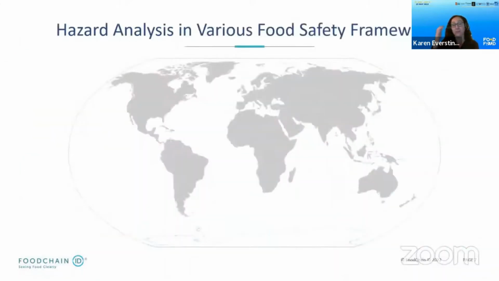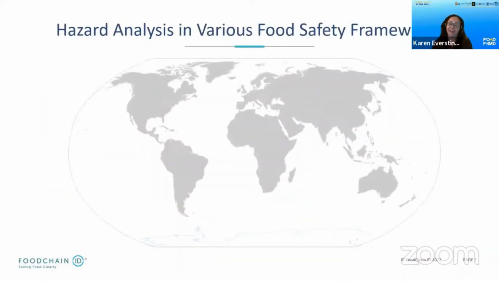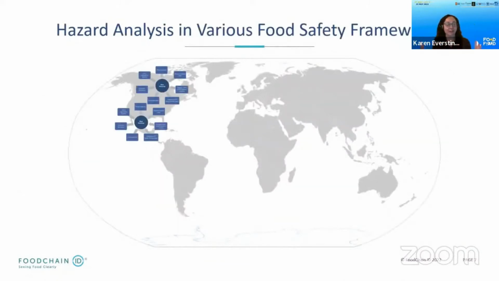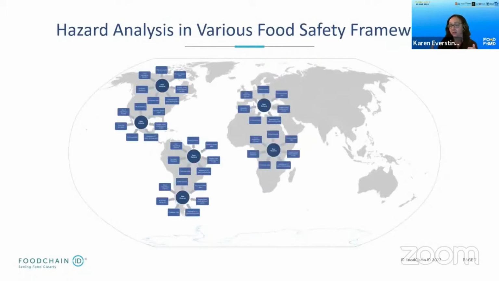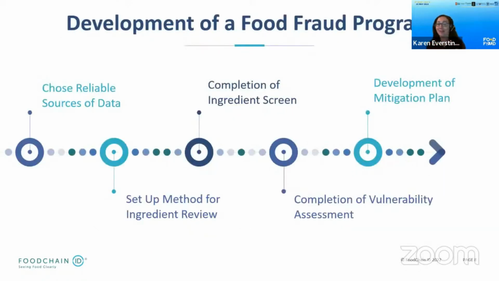So if you take this idea of a hazard analysis where you're looking at all of these streams of information for each raw material, the work is then exponentially increased by the fact that if you're, for example, a large multinational food company, you have to replicate that process in various regulatory environments and regulatory frameworks. So it is a very cumbersome process, and it can include a lot of data and a lot of data analysis.